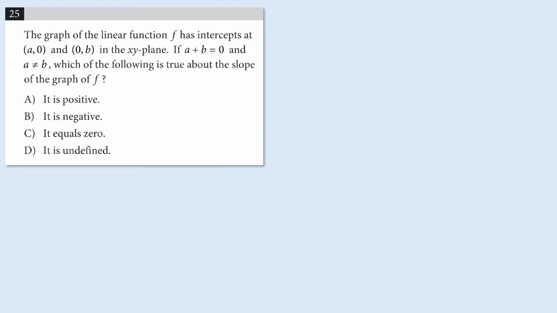This multiple choice problem comes from the College Board. It's from section 4 of the SAT test, which does allow calculators. And the problem says, the graph of the linear function f has intercepts at (a, 0) and (0, b) in the xy-plane. If a plus b equals 0 and a is not equal to b, which of the following is true about the slope of the graph of f?